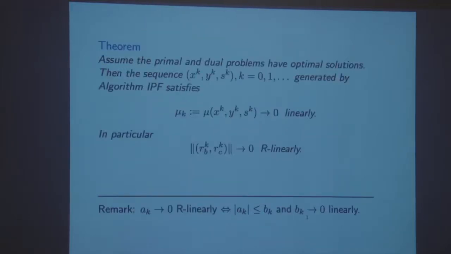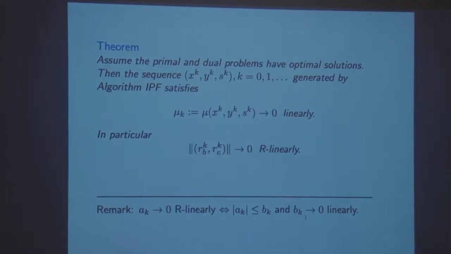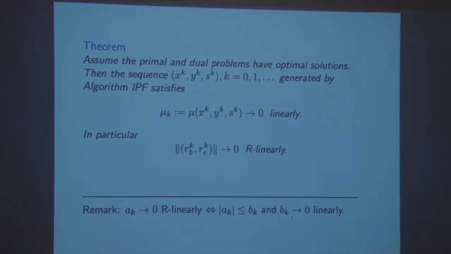And you could take the conclusion or the property of this algorithm is that mu converges to 0 linearly. However, the constant is not as nice as the constants that we had here or in the long step. And consequently, the residuals also converge to 0.